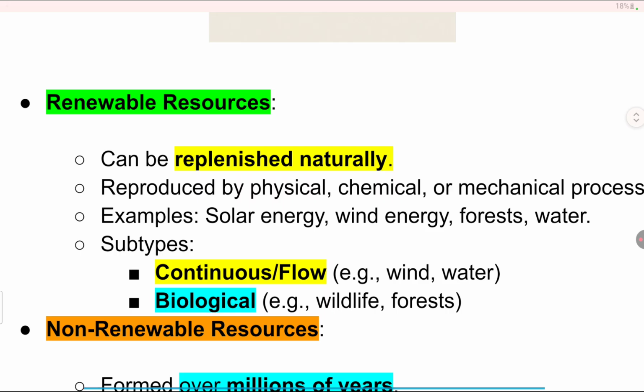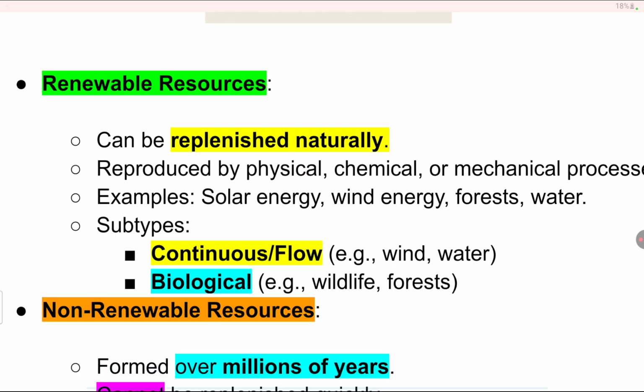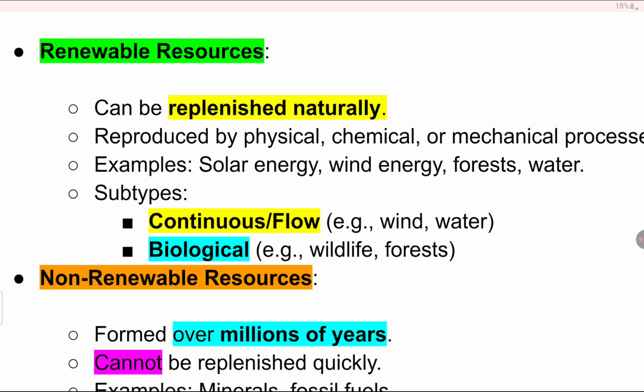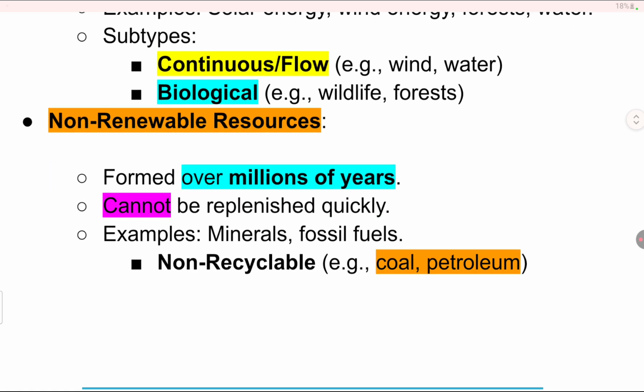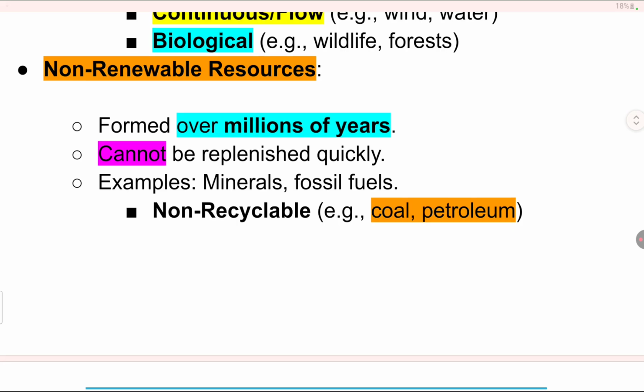So we can say renewable resources are replenished naturally. They are continuous. Forest and wildlife are examples of renewable resources. In the non-renewable resources, as we have seen, it takes millions of years and they cannot be replenished quickly. We have taken the example of coal and petroleum.